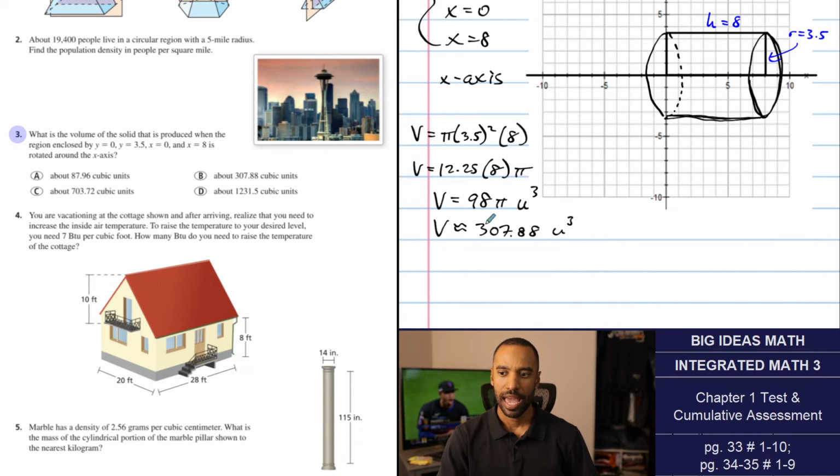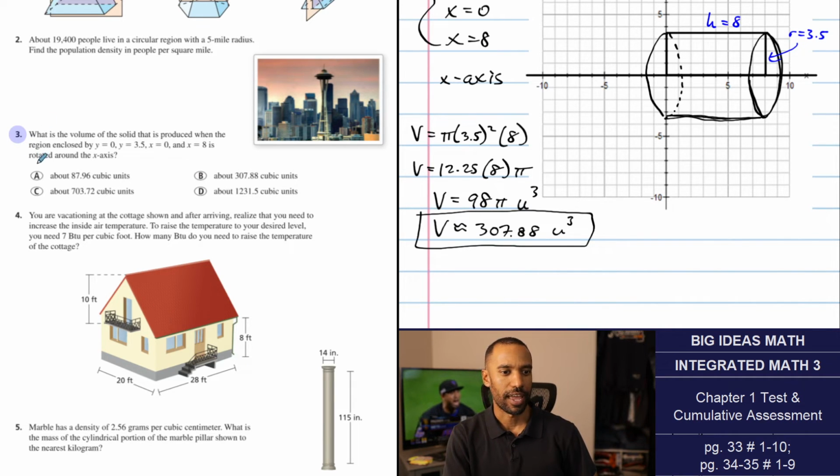Yep. So volume's about 307.88 cubic units. And I always question, not always, but I do wonder what all the different answers are as far as like, hey, how can we get them? If we don't multiply by pi, if you find surface area instead, if you take a third of something, I wonder where these answers could be obtained, but that answer there is going to be B.